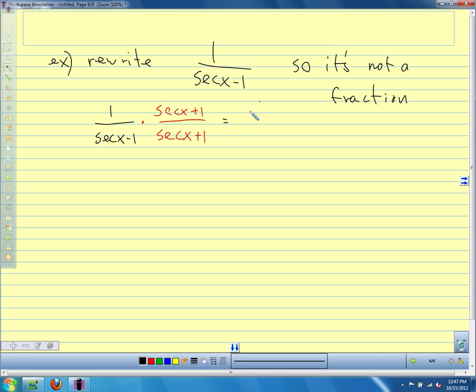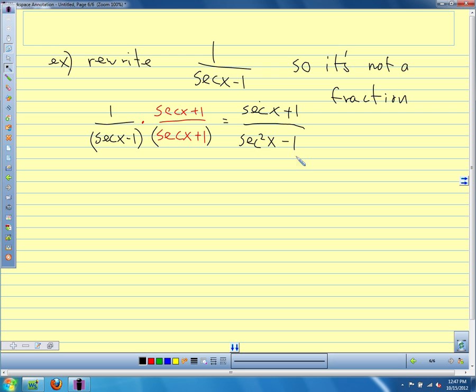So this equals secant x plus 1 over, and to multiply these, if it helps you out to write parentheses so you remember to FOIL this, when I FOIL this out, I get secant squared x minus 1. My first is secant squared, the outside is plus secant x, the inside is minus secant x, and the last I get the minus 1. And now I have secant squared x minus 1.